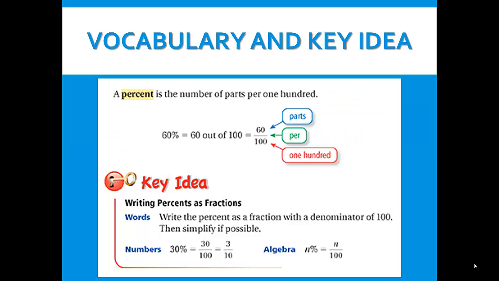First, we're going to look at vocabulary and a key idea. A percent is the number of parts per 100. So 60% is 60 out of 100, or 60 hundredths. When writing percents as fractions, you will write the percent as a fraction with a denominator of 100. Then simplify if possible.